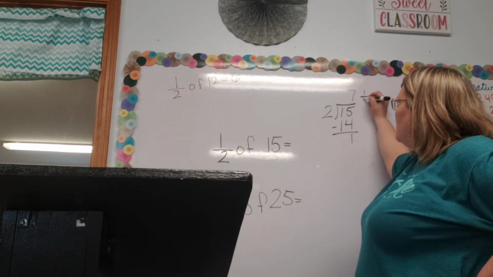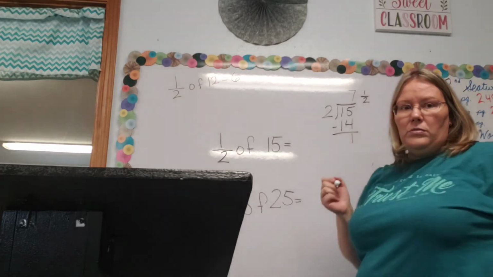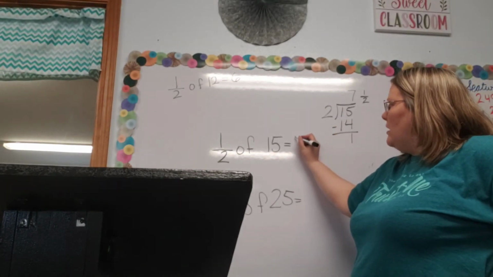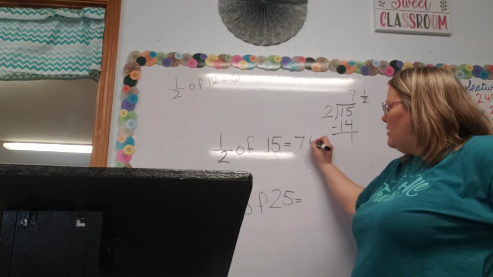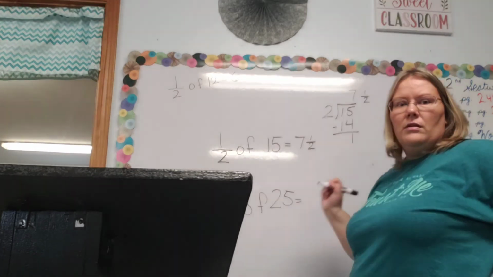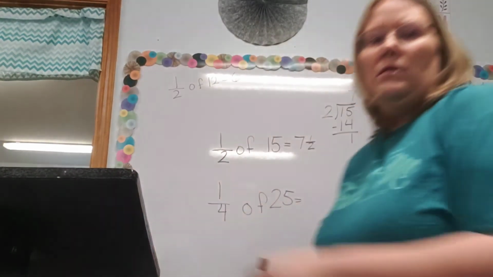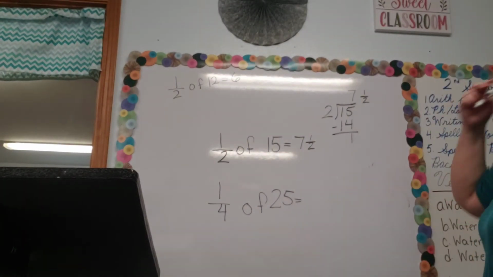So you're going to write your answer with a fraction remainder. It will tell you when to do that. So we have 7 1/2. So 1/2 of 15 is 7 1/2. Okay, let me move this over so you can see the next one. All right, we have 1/4 of 25.